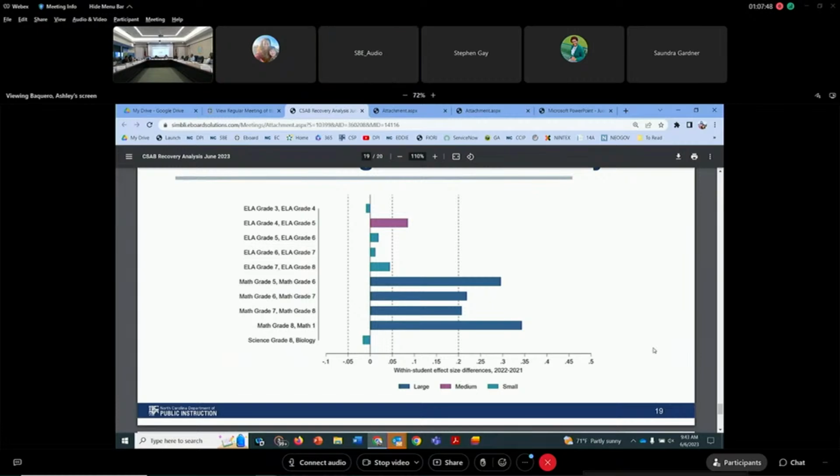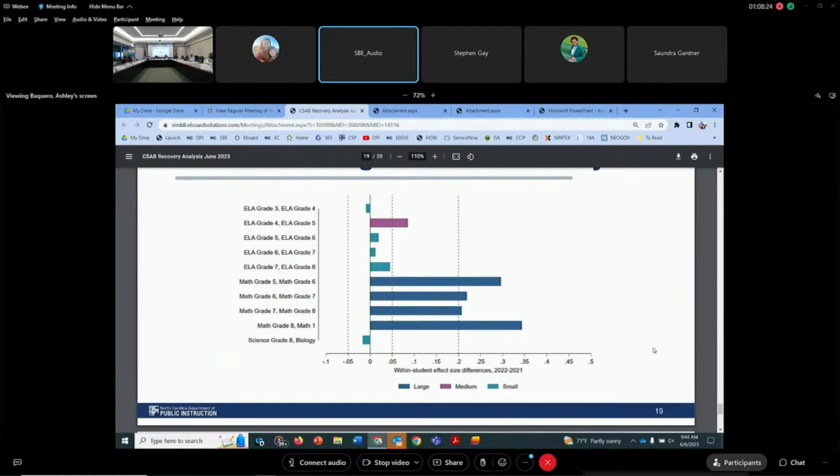For example, at the top, ELA grade 3, ELA grade 4. That bar represents the difference in test scores for students who tested in ELA grade 3 in 21, and then went on to test in ELA grade 4 in 22. The fact that that bar is slightly to the left of 0 tells us that those students are still about as far behind in 22 as they were in 21. In fact, they are slightly further behind, a very small amount.